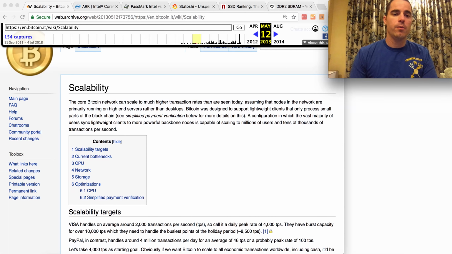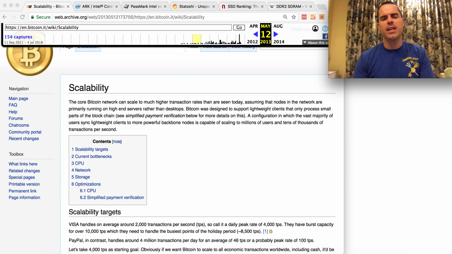Hi everyone, wanted to talk a little bit more about Bitcoin today because it's been all I've talked about for 8 years. And today I have open on the screen here a copy of the Bitcoin wiki that was linked directly from Bitcoin.org. The date that I happen to have open is May of 2013 from the Internet Archive.